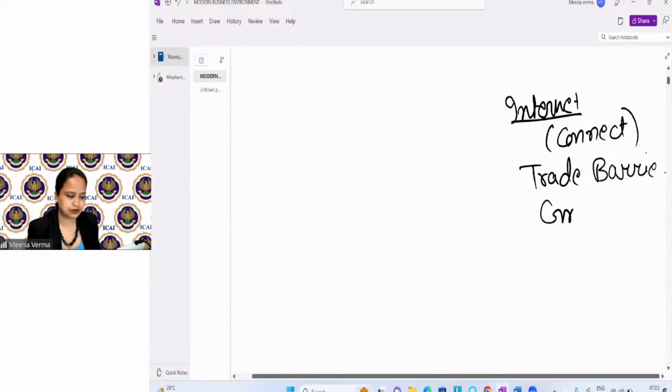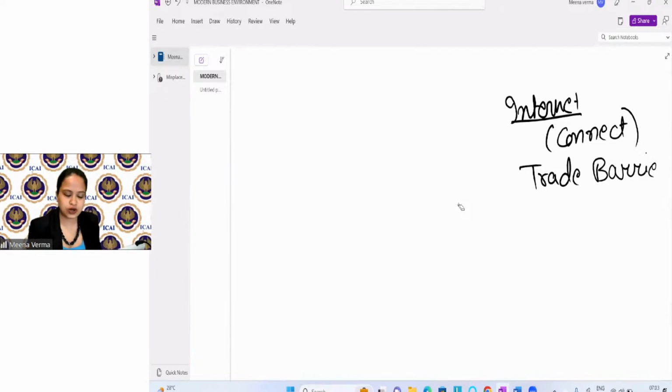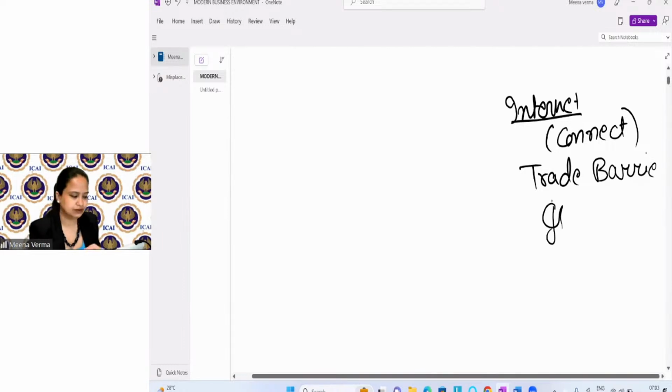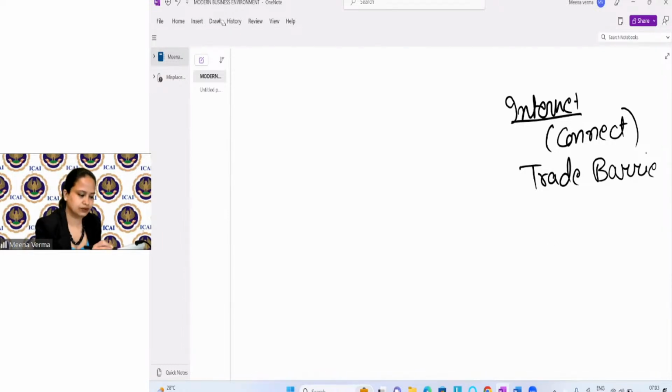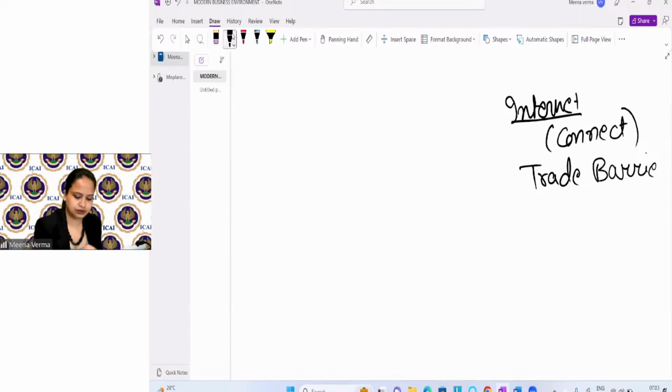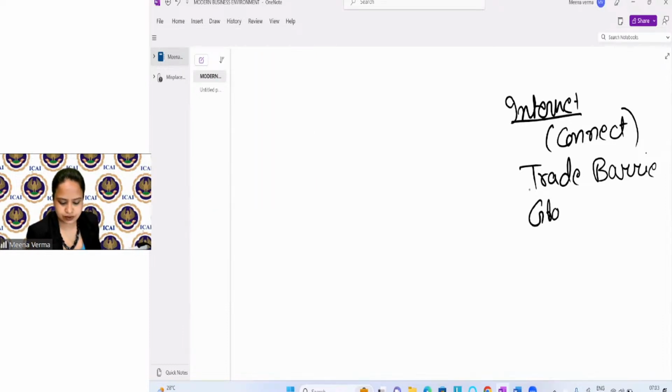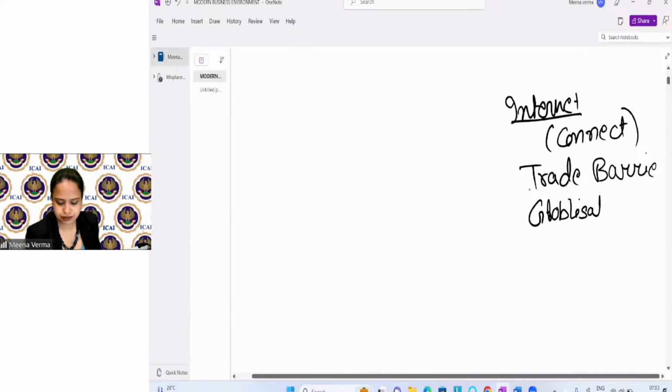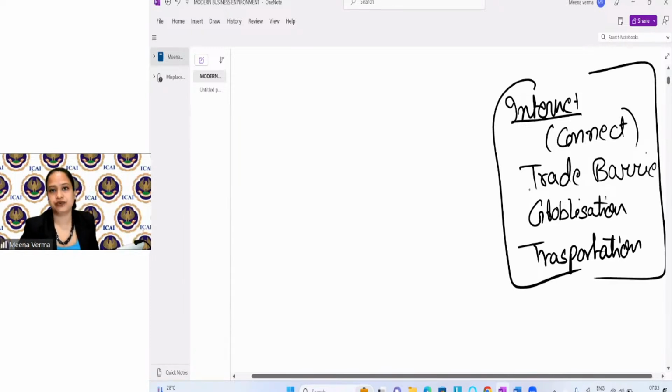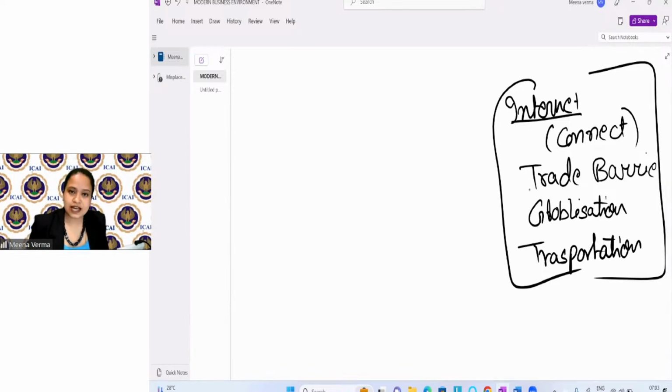Globalization. And you know, transportation is so easy these days. So you can see the scenario has actually changed. It's so easy. People are using technology a lot. So this modern environment has changed a lot.